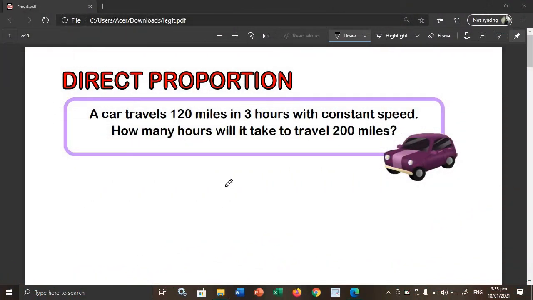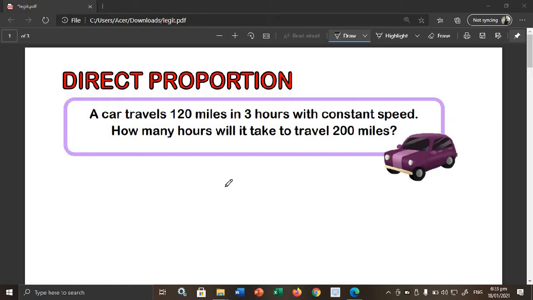For this video, we are going to talk about problem solving using different types of proportion. We can actually apply our lesson in proportion in solving real-life problems. But we should be aware that we have three types of proportion we need to use in solving word problems or real-life problems. So we need to know the difference between these three.